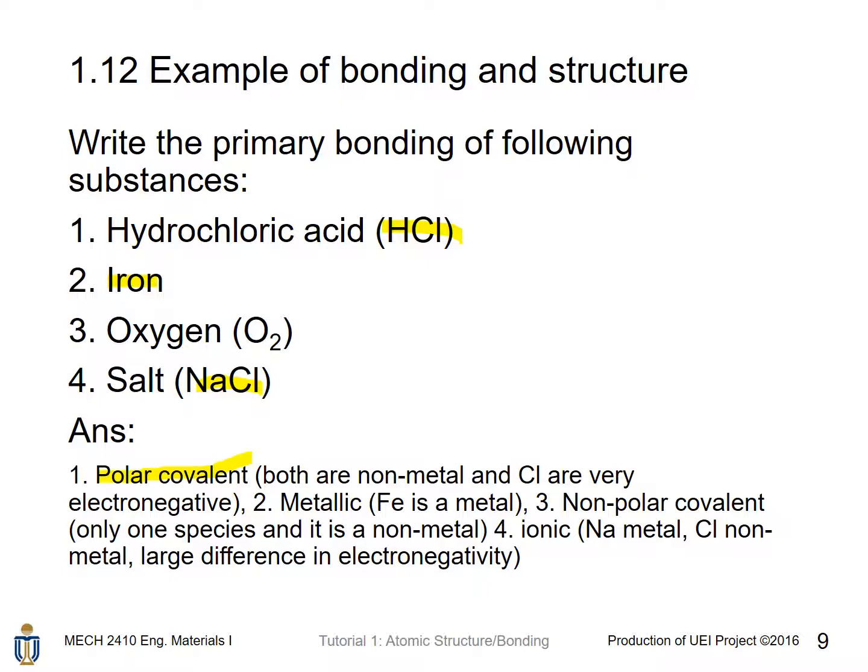Ionic, for the last one, because sodium is a metal and chlorine is a non-metal, and there is a large difference in electronegativity, as one is a metal and one is a non-metal.